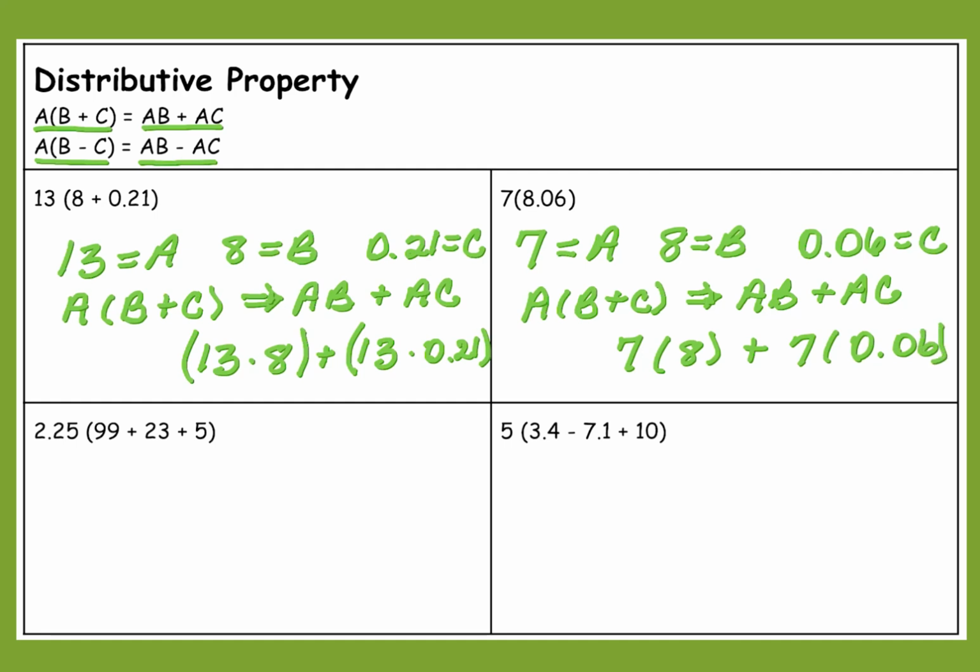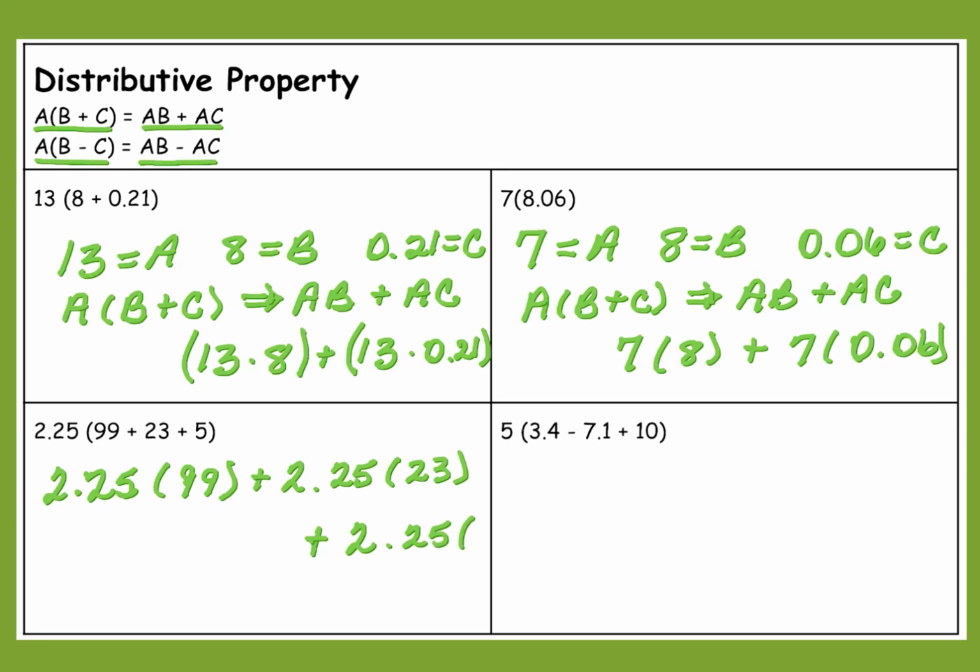If we have more than one operation in the parentheses, we share the factor with every element. We share 2 and 2500 with 99, and then we write a plus sign. Then we share 2 and 2500 with 23, and then we write the plus sign. Then lastly, we share 2 and 2500 with 5. Each element is multiplied by the factor.